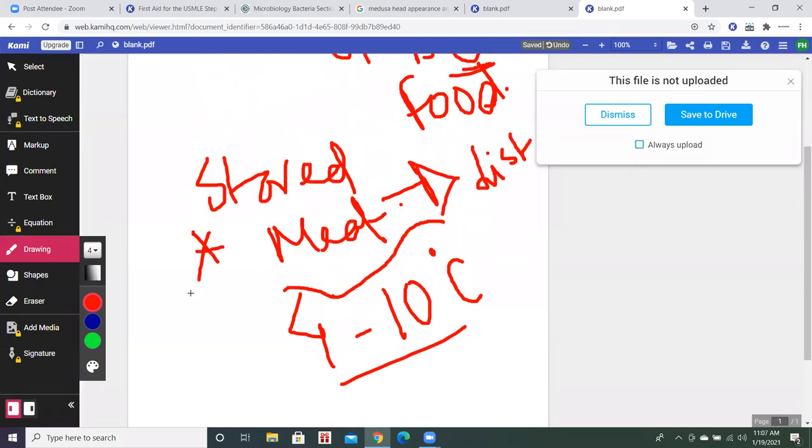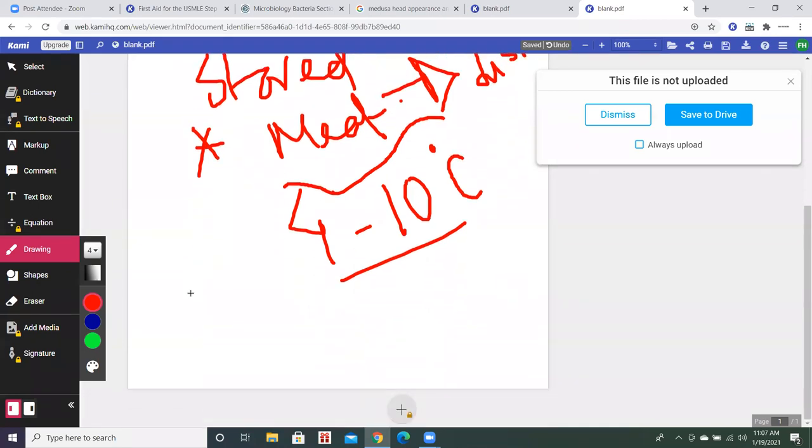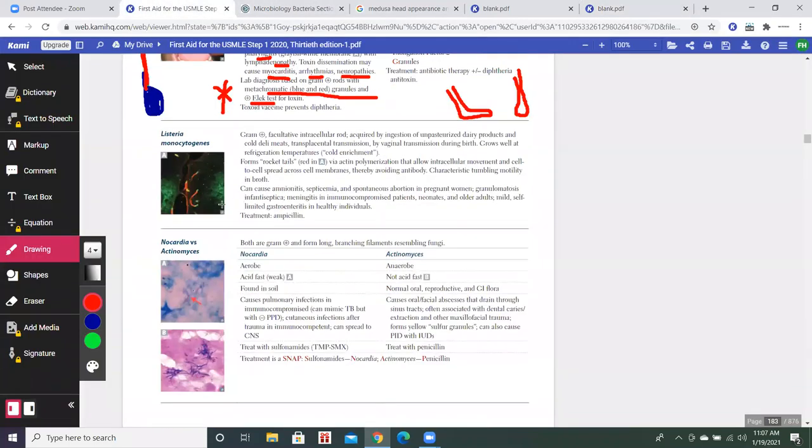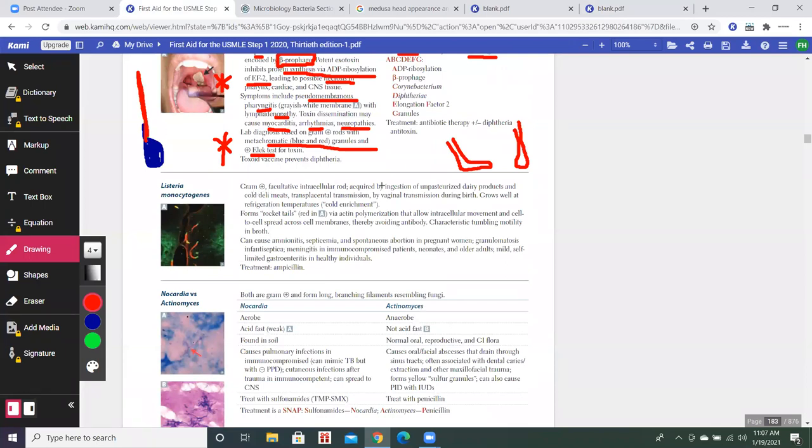Listeria have a rocket tail movement, as you can see over here. First of all, it's a gram-positive intracellular rod, which occurs by ingestion of dairy products and cold deli meats. There is also transplacental transmission and vaginal transmission during birth. So not only can you get listeria by ingestion of dairy products and cold deli meat, you can also get it by vaginal transmission. And this grows at refrigerated temperature. On culture, this has a rocket tail appearance.